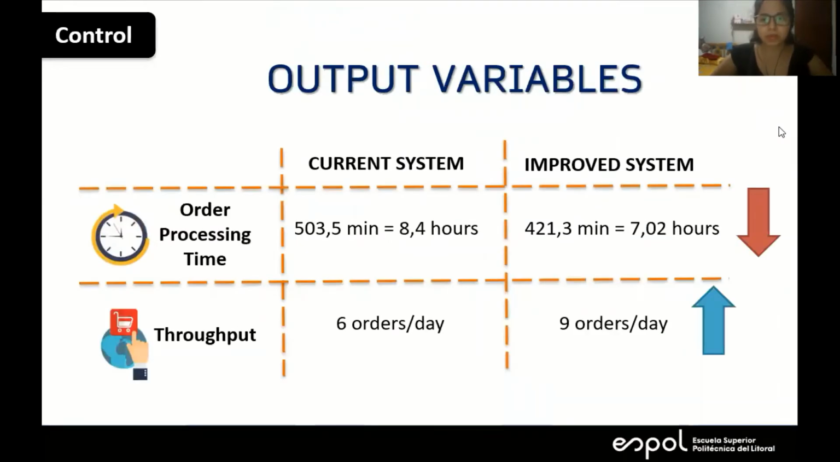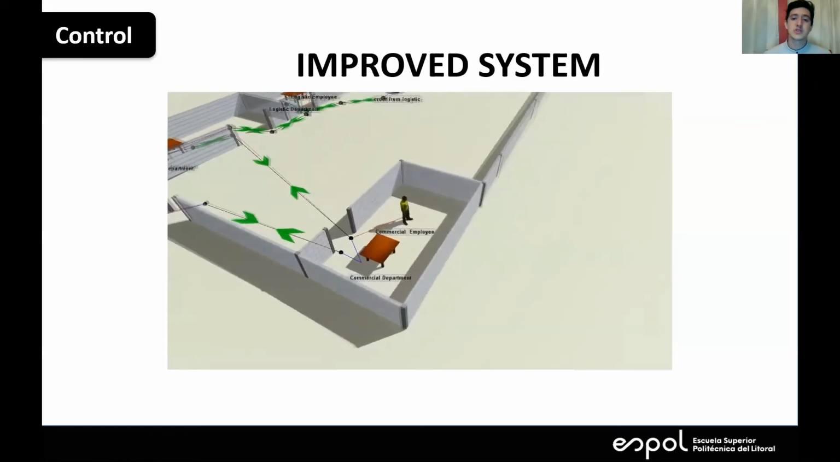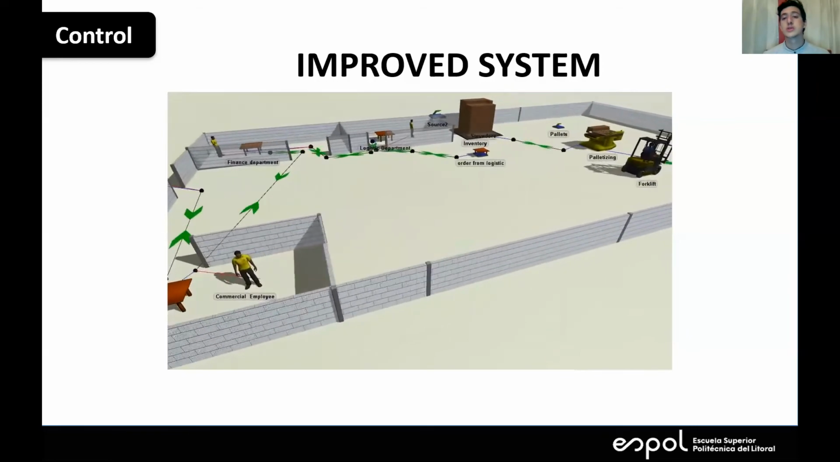Comparing output variables of both systems, the order processing time was 8.4 hours, and now in the improved system it is 7 hours, which is 14% less. The throughput in the current system was 6 orders per day, and now it increased 50%, to 9 orders per day. In this improved system, the modification was that there are more orders of 100 sacks due to the promotion we approved.